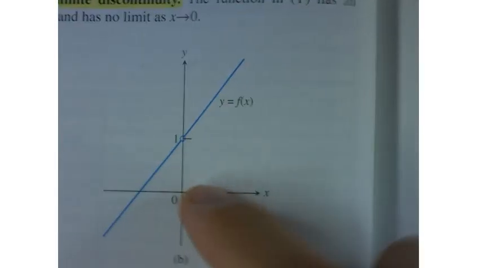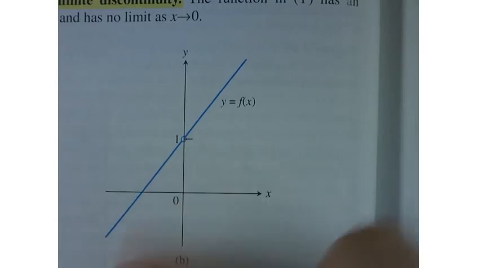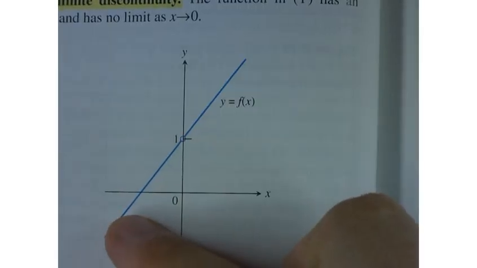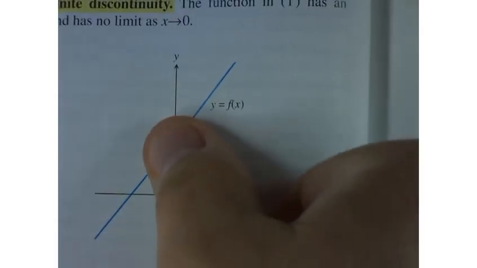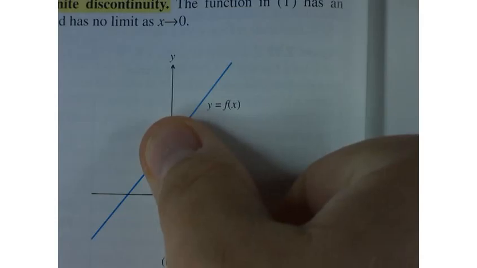But what we're more likely to see is this right here, which is a removable discontinuity. Now, I've seen some textbooks call them pluggable discontinuities, and one way to, if I put my thumb over it, can you tell? No, it's like I'm plugging the hole.